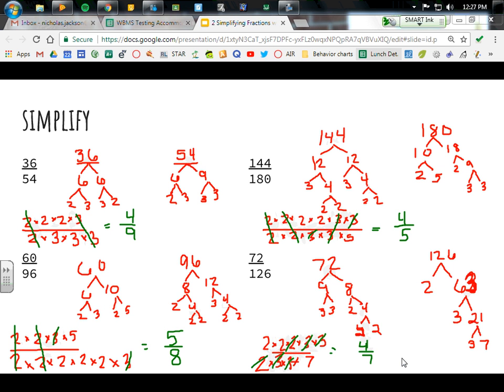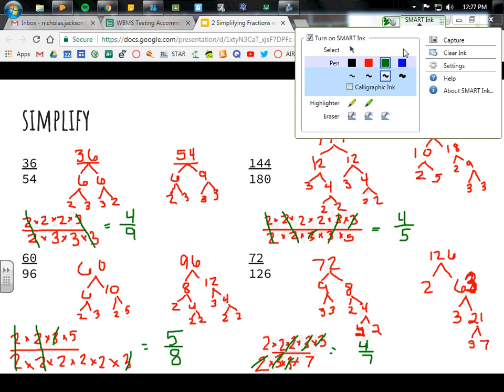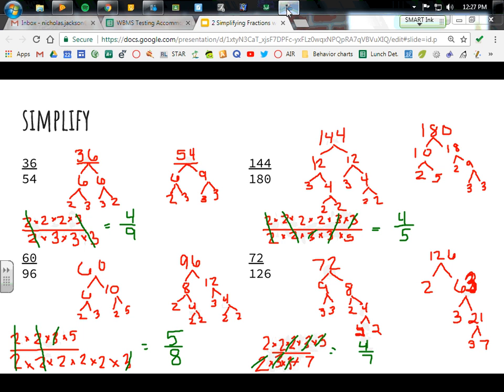It is a lot of work. You can see I've got a lot of work all over my slide here. But for some people, it might be a little bit more intuitive. It might actually help them to simplify to lowest terms faster. So use it if you like it. Don't worry about it if you don't. But either way, I hope you learned something.